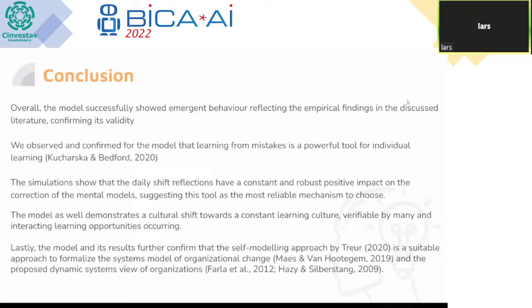The model as well demonstrates that a cultural shift towards a constant learning culture, verifiable by many interacting learning opportunities, occurred. Lastly, the model and its results further confirm that the self-modeling approach by Jan Treur is a suitable approach to formalize the systems model of organizational change brought forth by Maas and van Houtkem, and the proposed dynamic systems view of organizations brought forth by Fowler, Hazy, and Silverstein.